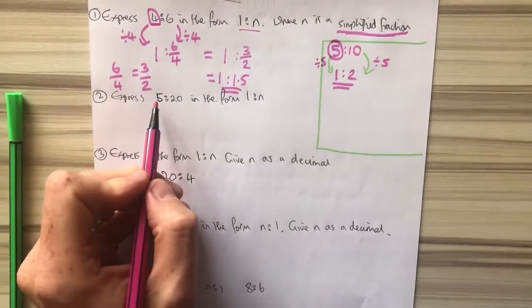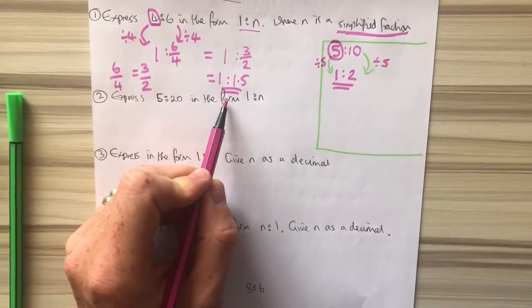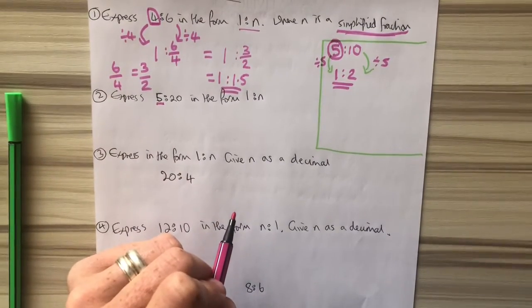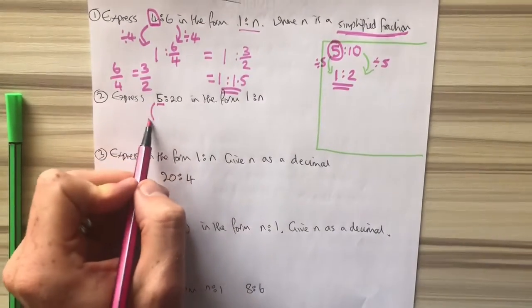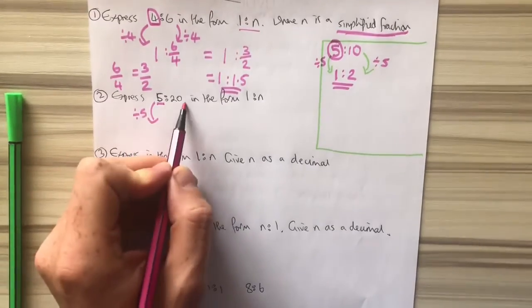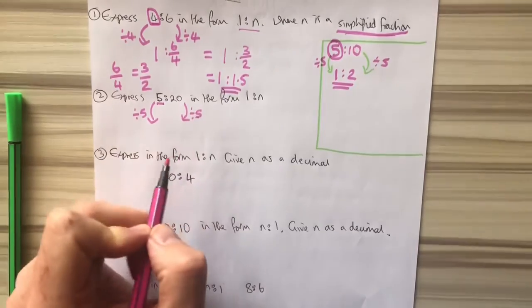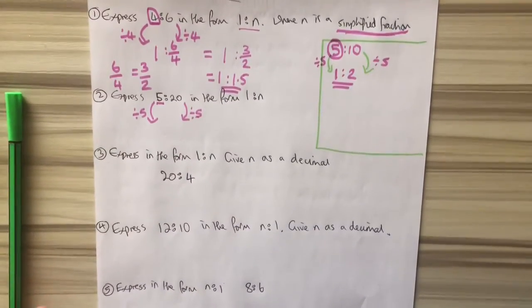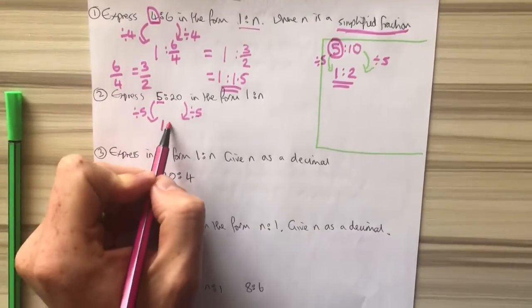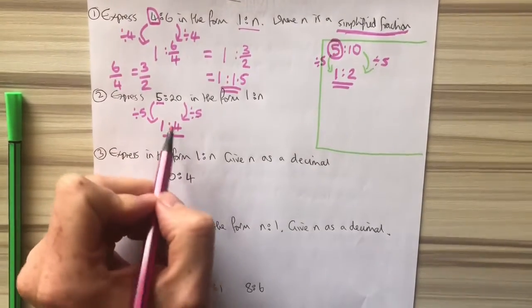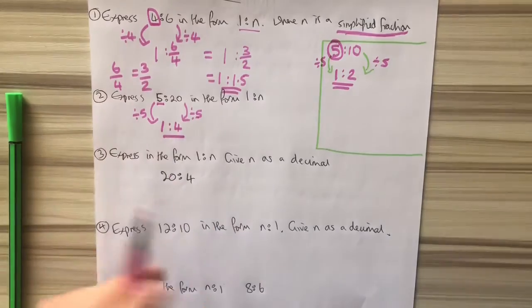Next one, express 5 to 20 in the form 1 to n. So this one, it needs to be 1. How do we do that? Divide both by 5. 5 divided by 5 is 1. 20 divided by 5 is 4. So your answer is 1 to 4. So this one does work out with whole numbers.